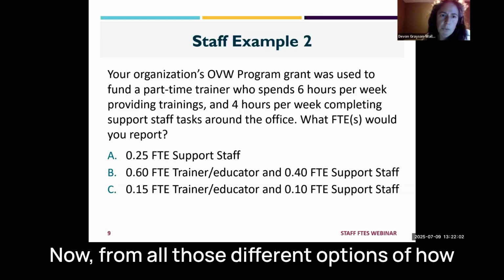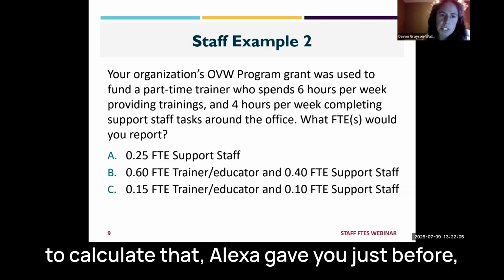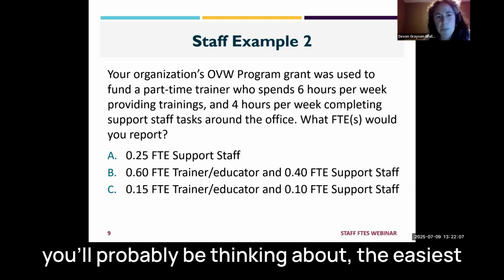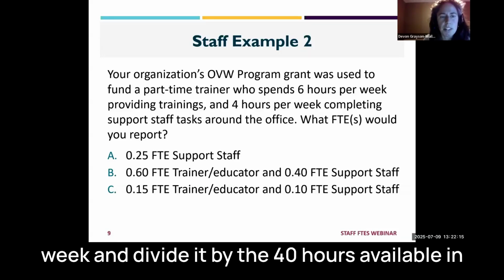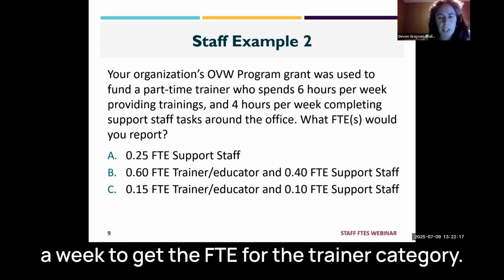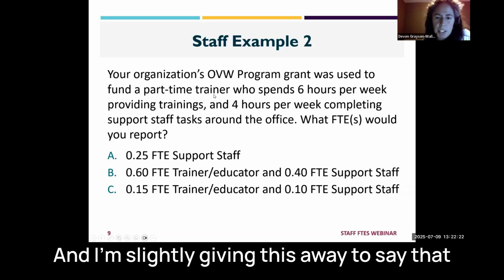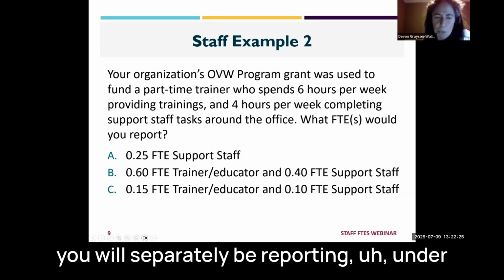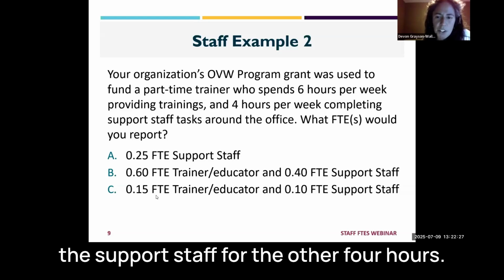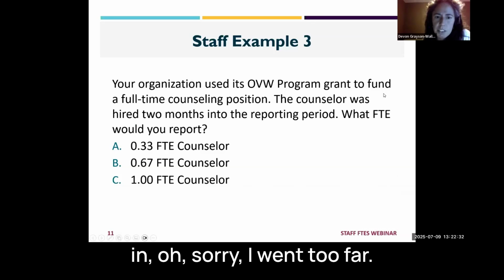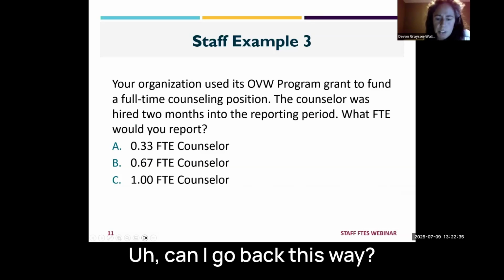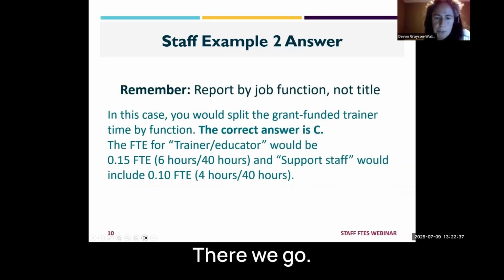Now, from all those different options of how to calculate that Alexa gave you just before, you'll probably be thinking about the easiest way to do this, which is to take that 6 hours in a week and divide it by the 40 hours available in a week to get the FTE for the trainer category. And I'm slightly giving this away to say that you will separately be reporting under the support staff for the other 4 hours. And I see a lot of folks answering in, oh, sorry, I went too far. Can I go back this way? There we go.